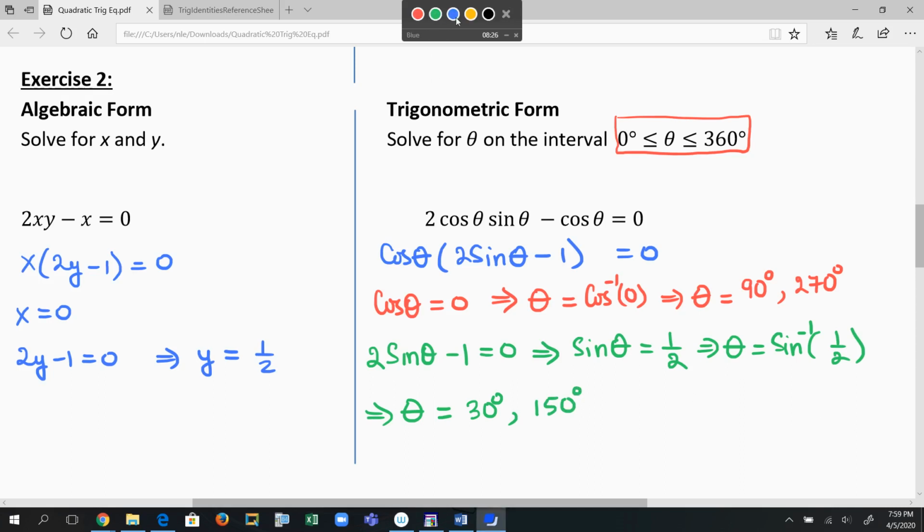Therefore we can conclude that our solution is the angle theta. I'm going to copy all four angles here, going from left to right, from smaller to greater: 30 degrees, 90 degrees, 150 degrees, and 270 degrees.